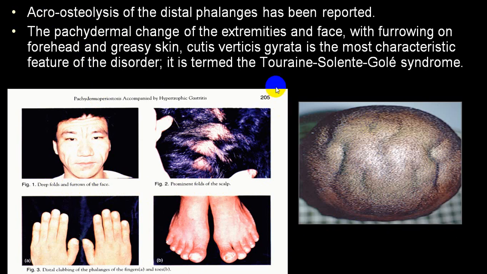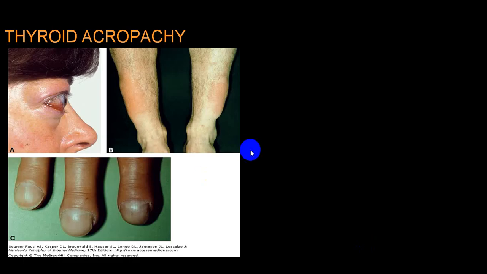And there is one syndrome, the Torrent-Solent-Gold syndrome, a very funny name. You come across it quite frequently in Graves' disease, which we call thyroid acropathy. You get changes more commonly in the lower limb, and you get clubbing and exophthalmos.